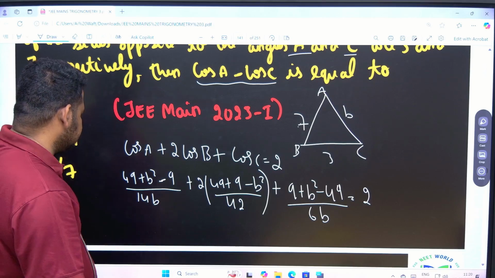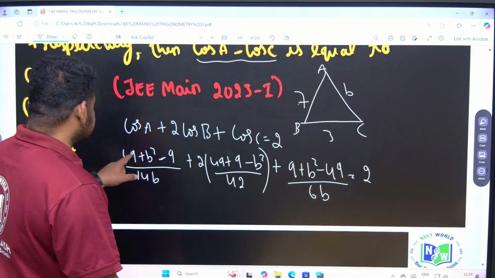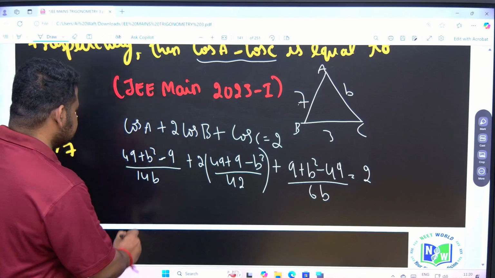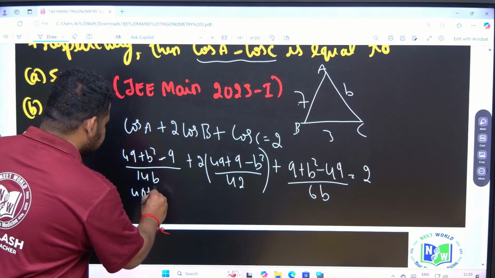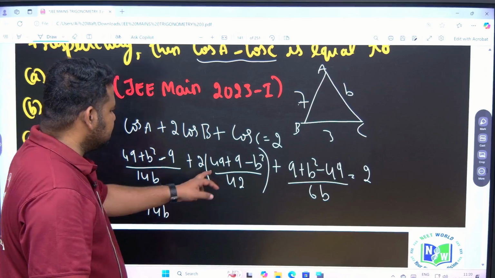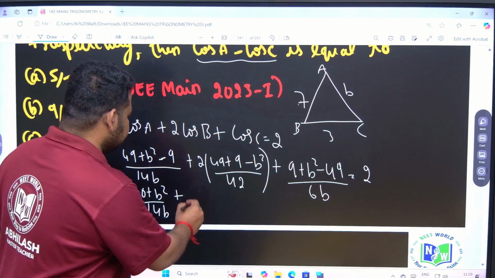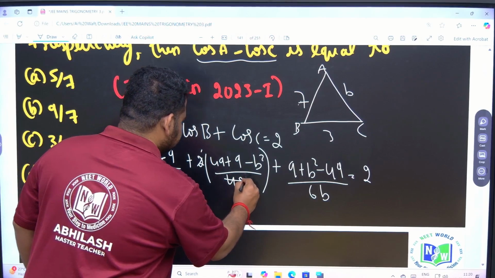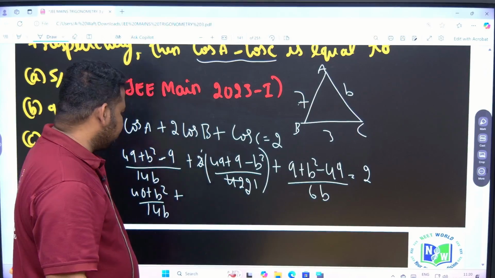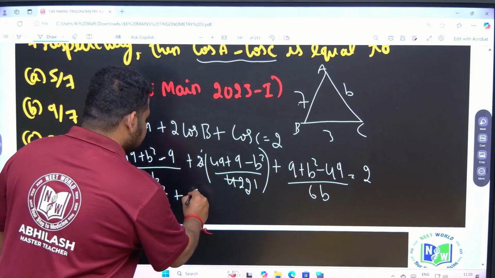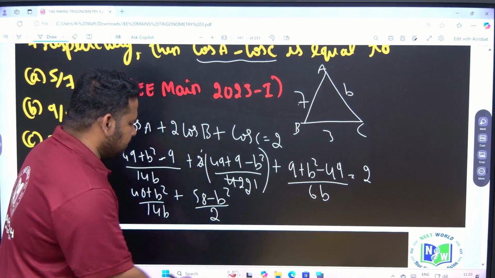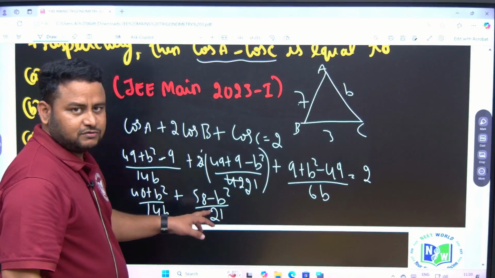Now let us see this. 49 plus b square minus 9. 49 minus 9 is 40. So 40 plus b square divided by 14b, plus 49 plus 9 is 58, so 58 minus b square by 2 by 21, I can make it two 21s. This is 58 minus b square by 21.